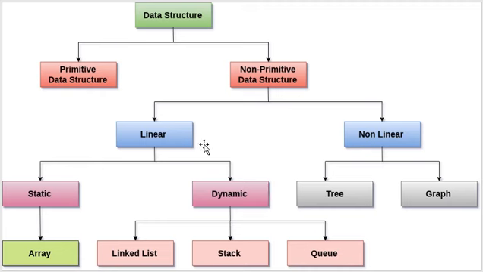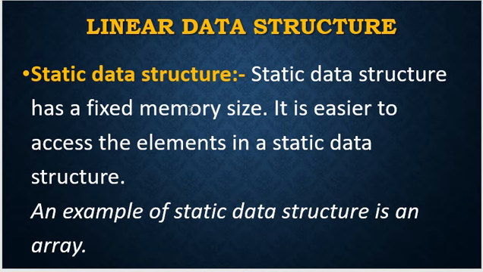Further, linear data structures are classified into two types, that is static data structure and dynamic data structure. Static data structures have fixed memory size. It is easier to access the elements in a static data structure. An example of a static data structure is array.